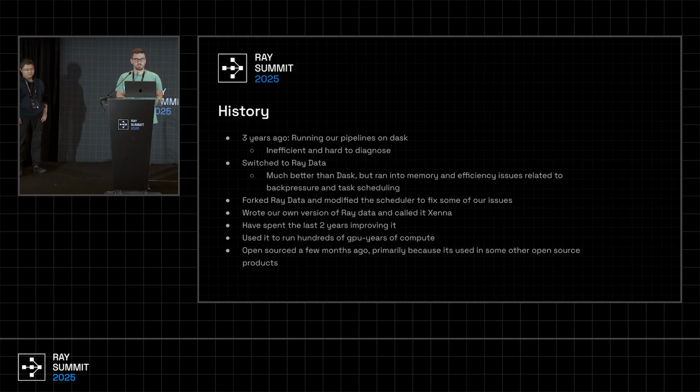At the time, we ended up forking Ray Data and modified the scheduler to fix some of the issues that we found. And then eventually, enough technical debt built up that we decided to just build our own thing that's heavily inspired by Ray Data and called it Xenna. We spent the last 2 years improving it, and we've used it to run hundreds of GPU years worth of compute via our data pipelines. We open sourced it a few months ago, primarily because it's needed by other open source products.